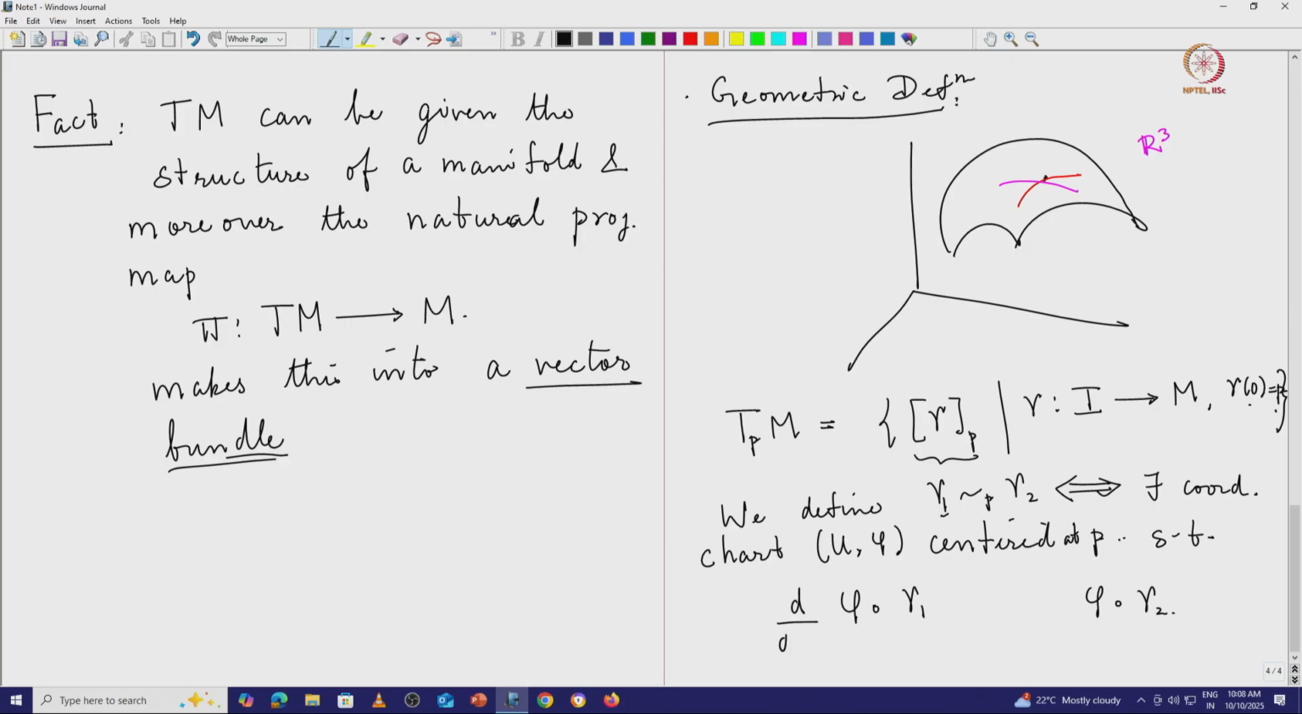So now you can just take the derivative at t equals 0. So if these two curves have the same derivative at t equals 0, we declare them to be equivalent, and the set of all such equivalence classes of curves. So that's basically formalizing this notion that a tangent space is nothing but a collection of velocity vectors of curves, right? So that's a much, as I said, much more geometric way of thinking of tangent spaces. Okay.